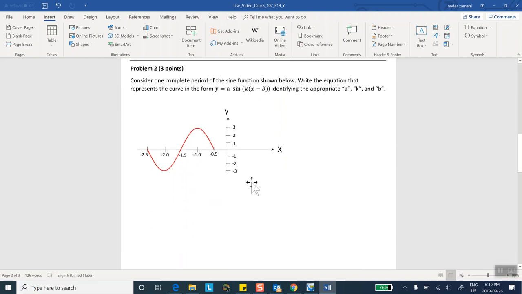All right, let's go into this problem. It says this piece deals with the sine curve. You identify what the A, K, and B are. Now remember, first of all, the standard sine curve that we discussed when we introduced the sine curve was something like that. Notice that this is mirrored.